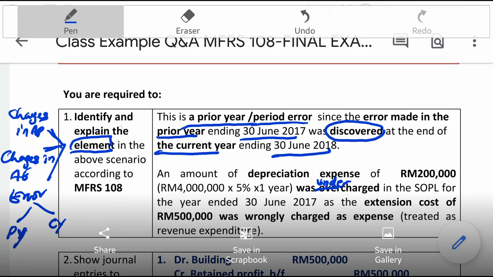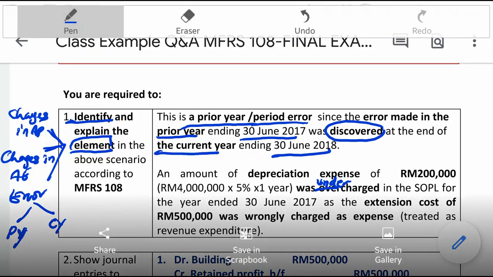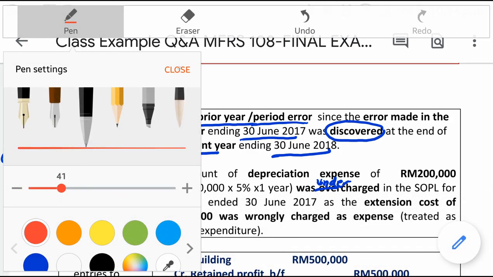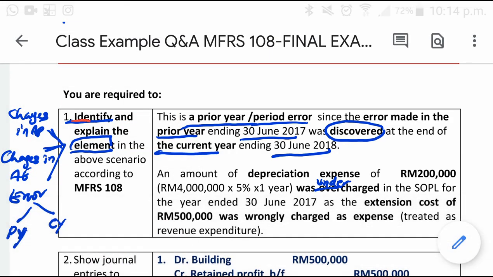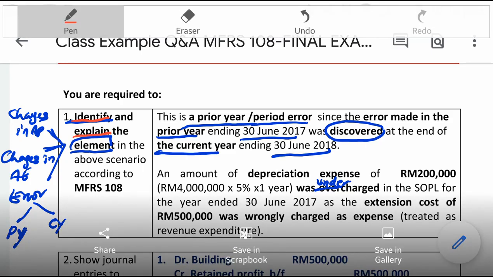When you are asked to identify, that is one part. But for the next part, you normally are asked not just to identify but to explain. So you need to be able to explain what the error is. The error is that an amount of depreciation was not only wrongly recognized, it was also undercharged.